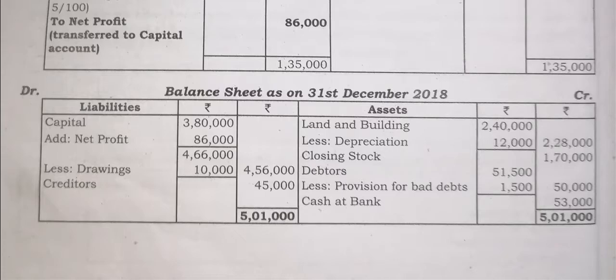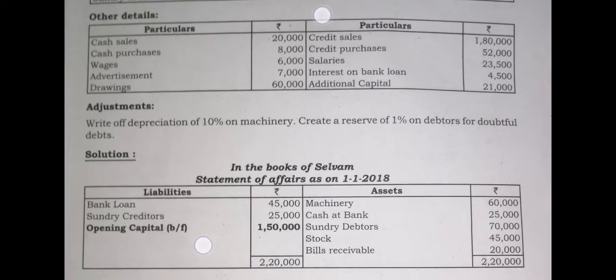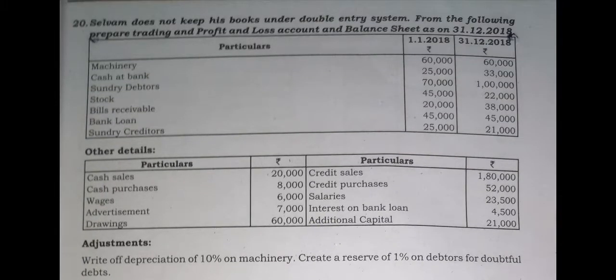Shall we move to the next final sum, sum number 20 ma? Yes, listen. What's the new thing in sum number 20? Let me read this. Selvam does not keep his books under double entry system. From the following, prepare trading profit and loss account and balance sheet as on 31st of 18. Information as on 1/1/18 and 31st of 18. Therefore, the first one is opening and the second one is closing.